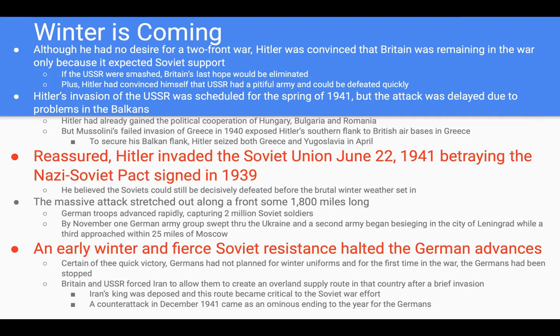So, being 2 months from that final victory, Hitler will invade the Soviet Union in June 1941, betraying the Nazi-Soviet pact signed in 1939. He believed the Soviets could still be decisively defeated before the brutal winter set in. Their massive attack will stretch out along some 1,800 miles. German troops advanced rapidly, capturing 2 million Soviet soldiers along the way. By November, one German army group swept through the Ukraine, and a second army began besieging the city of Leningrad, while a third approached within 25 miles of Moscow.